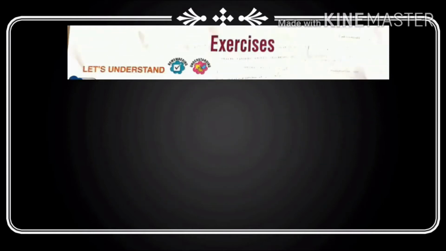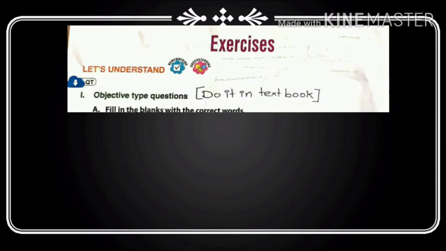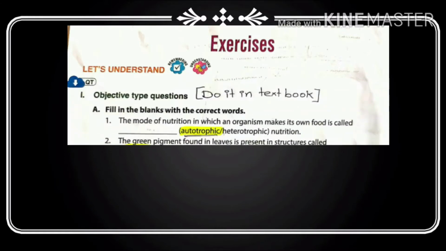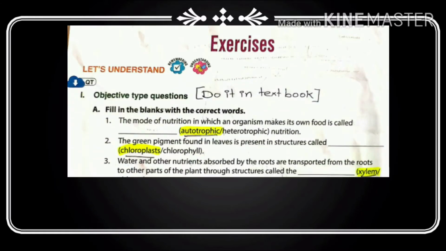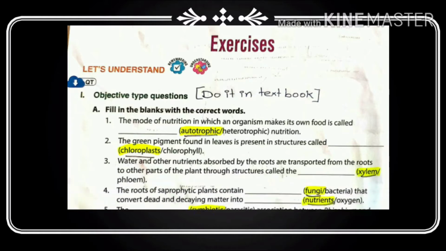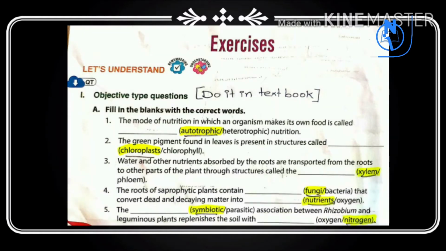Now let us discuss the exercise. In that one, first we will see the objective type questions. These objective type questions you have to do in textbook only. In that first is fill in the blanks. So let us discuss it. The first is the mode of nutrition in which an organism makes its own food is called, what does it called? Yes, it is autotrophic nutrition.